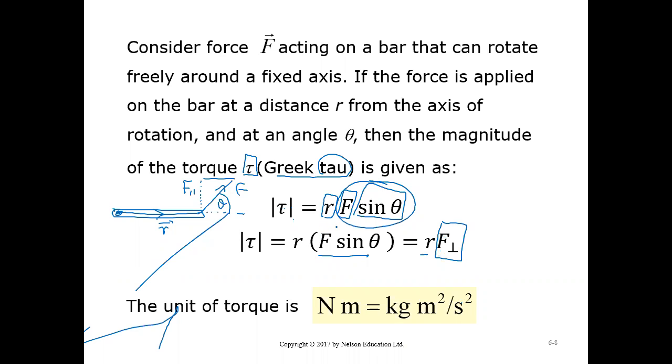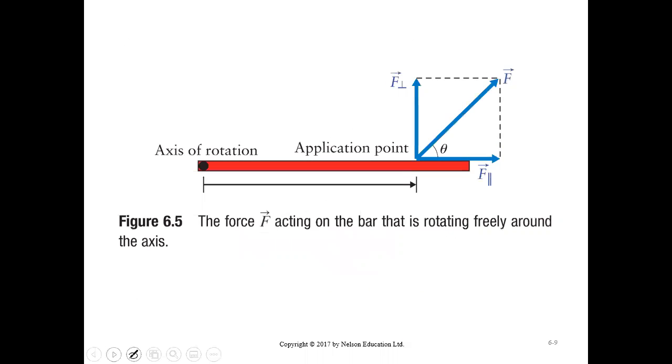The force is in newtons and the distance is in meters. Sine theta has no unit, so it will be newton meter. The SI unit for torque is newton meter. Newton is actually kilogram meter per second squared, so that will be kilogram meter squared per second squared. Now we have defined mathematically precisely what torque is.